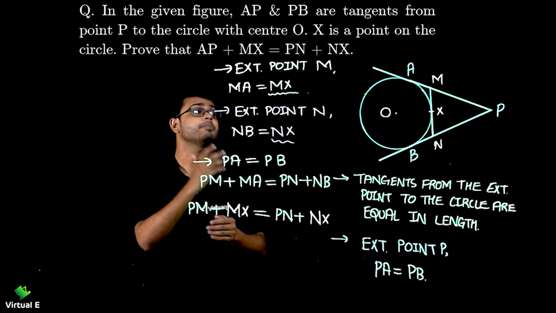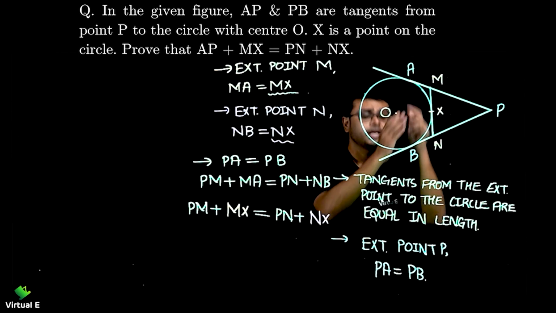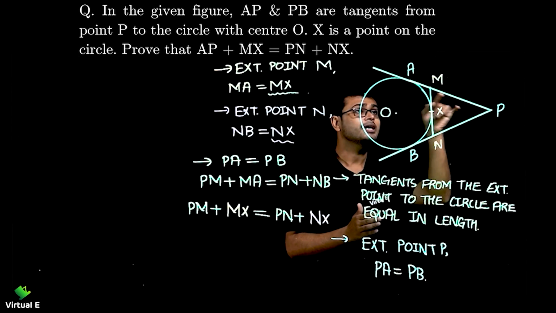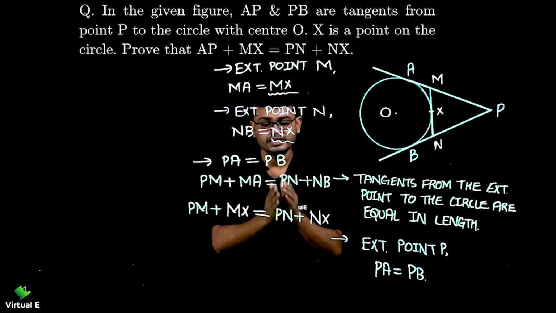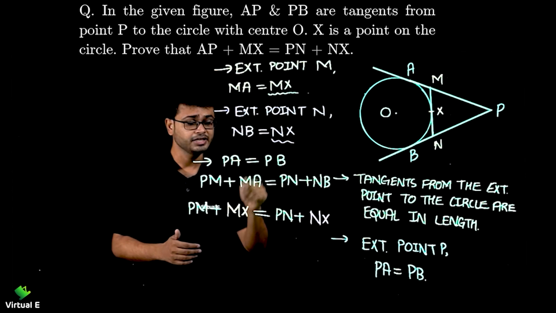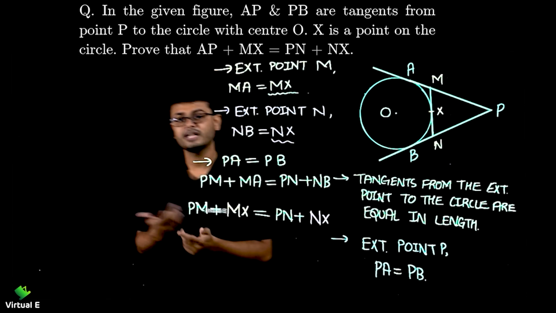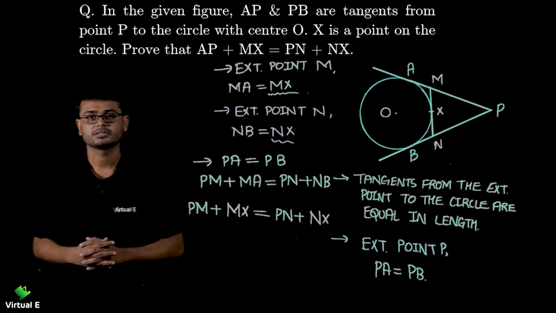Now see, we need to get the PM. So where can we get the PM? PM is present in PA. So let's start from that point again. PA and PB. Then write them in parts, which is PM plus MA is equal to PN plus NB. We have the result already that instead of MA, write MX, instead of NB, write NX. Then we have proved it. So this is how we prove the results.